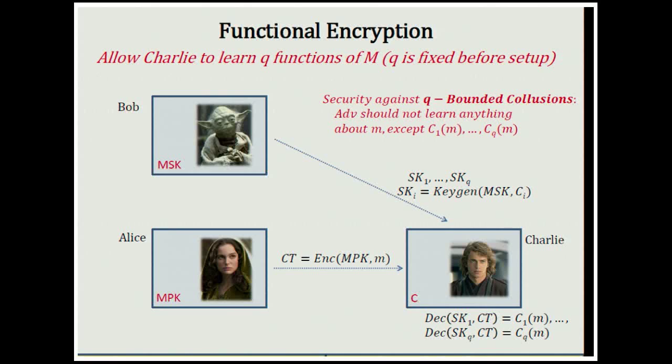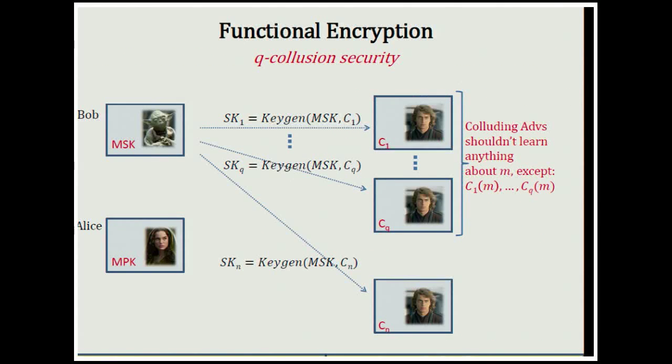In particular, I'm going to require that if Charlie gets secret key 1 up to secret key Q, he can compute and learn the output of all of these functions, but he shouldn't be able to learn anything about the message M other than the output of these functions. An alternative way of looking at this is in the bounded collusion setting. In particular, let's say we have many Charlies. Each one of them gets one or more secret keys for different functions. If all of them now try to collude and learn something about the message M, other than the output of the functions, they shouldn't be able to do so.